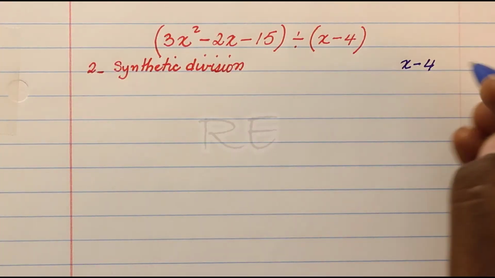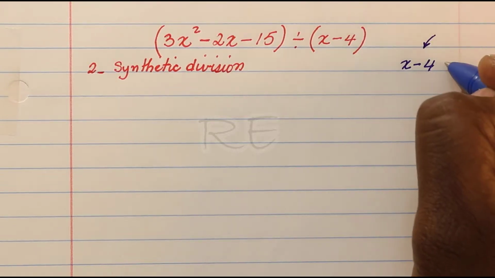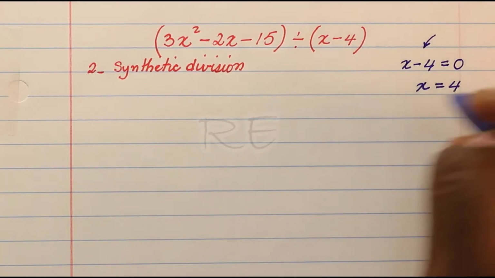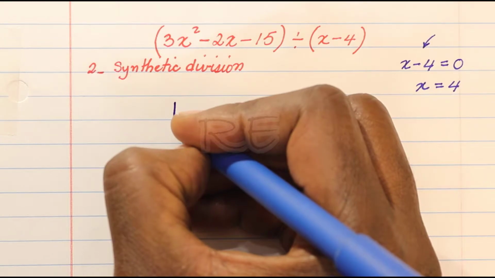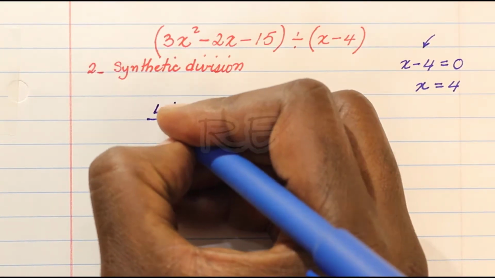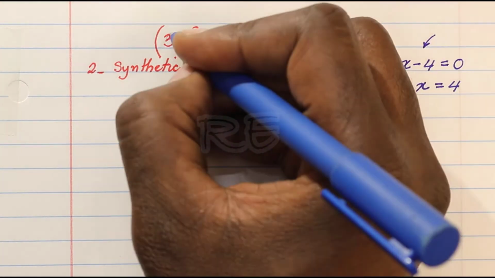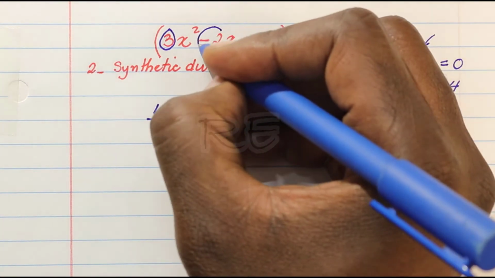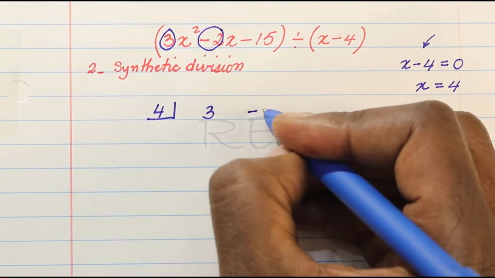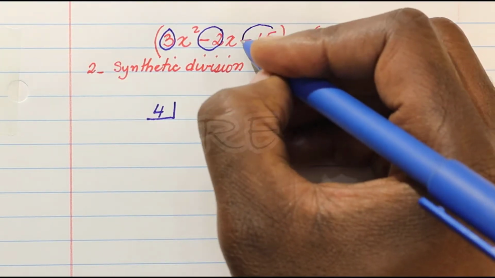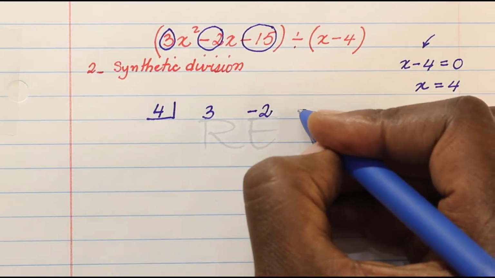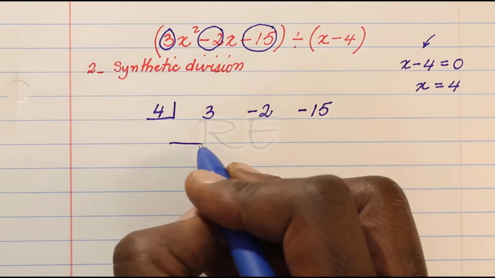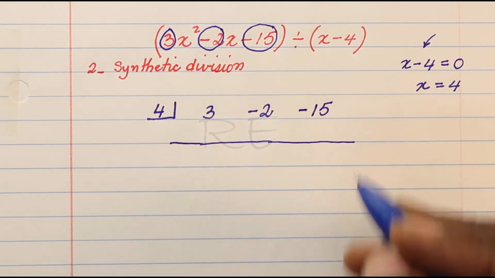Now for synthetic division, which is the second method, look at the divisor. X equal to 4 causes the divisor to be a 0. When we divide synthetically, we need to change the sign of the constant of the linear divisor. Now we just need to take the coefficients 3, negative 2, and then negative 15. We're just going to use the coefficients. Here we go.